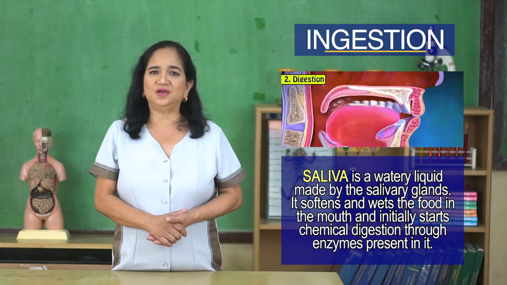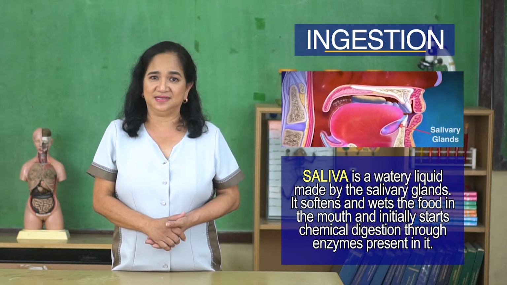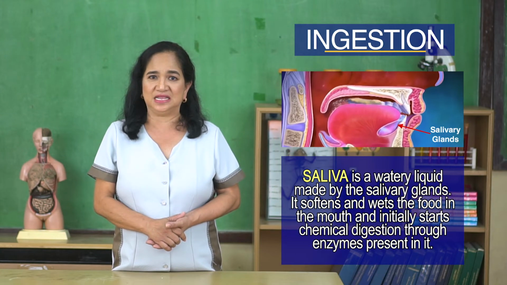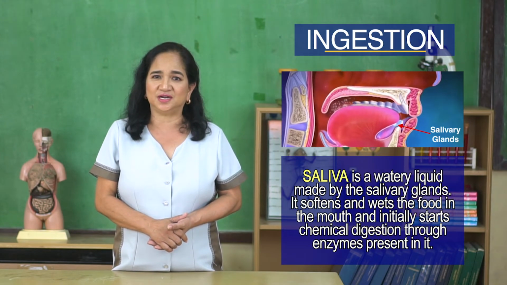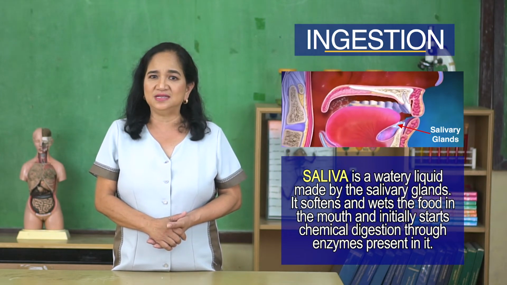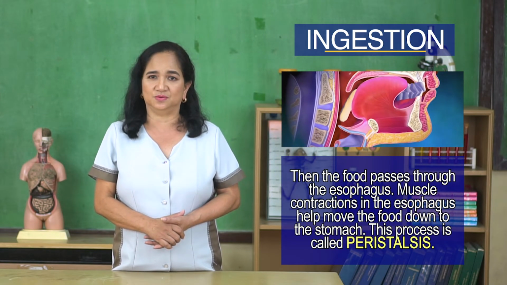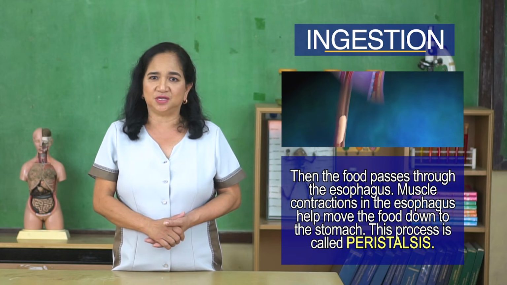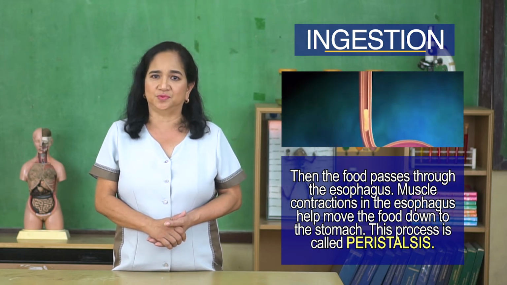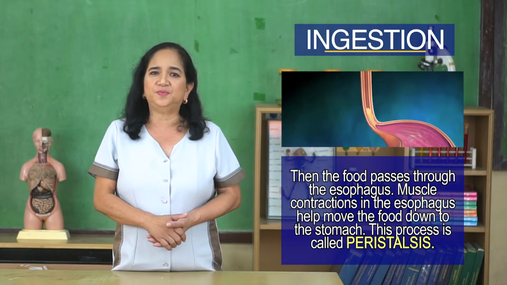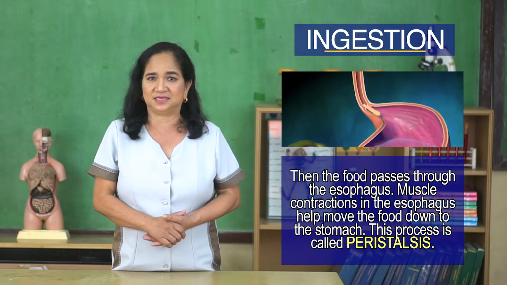Saliva is a watery liquid made by the salivary glands. It softens and wets the food in the mouth and initially starts chemical digestion through enzymes present in it. Then the food passes through the esophagus. Muscle contraction in the esophagus helps move the food down to the stomach. This process is called peristalsis.